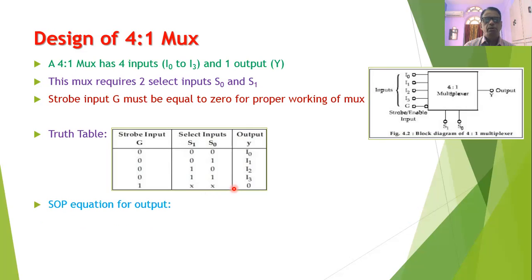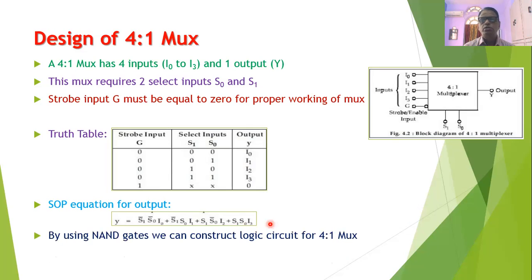Now from this table, we can write the equation for the output. We can write Y is equal to S1 bar S0 bar into I0 plus S1 bar S0 into I1. One can easily observe that for the first term, S1 and S0 both are 0 and therefore their complements are written. In the third term, we will write S1 into S0 bar into I2. And for the fourth term, we write plus S1 into S0 into I3.